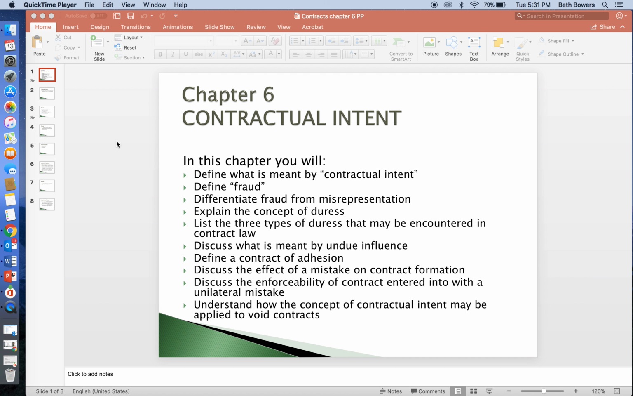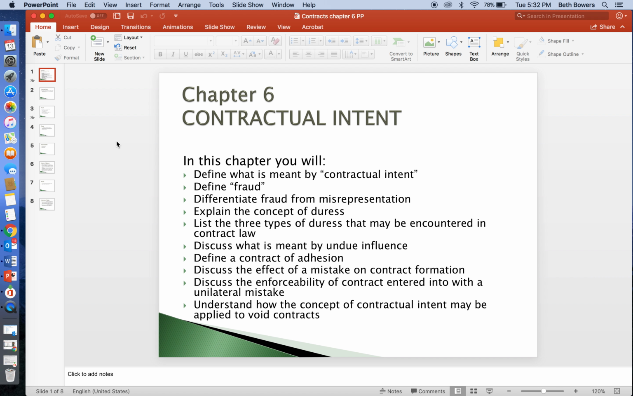So we're finally at the sixth and final element that is needed when assessing whether or not we have a valid contract. So we had offer, acceptance, consideration, legal subject matter, and contractual capacity. We've had those 5 so far, and we've covered each of those. Now we're finally at the sixth and final element, which is contractual intent.